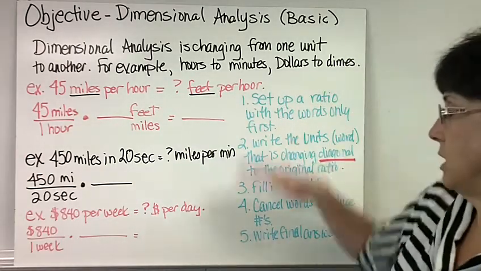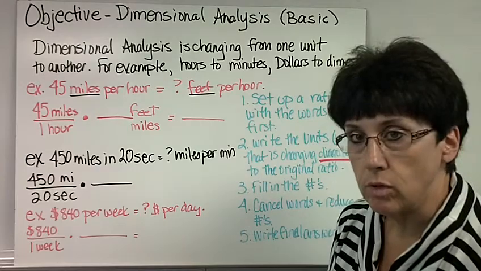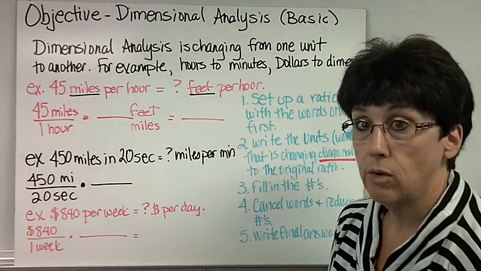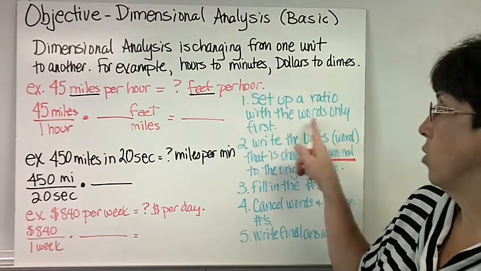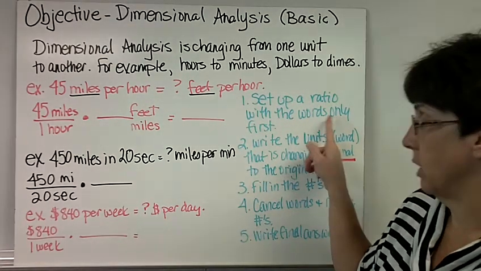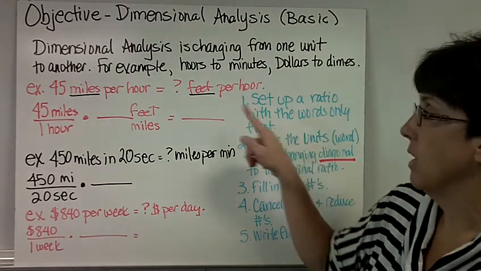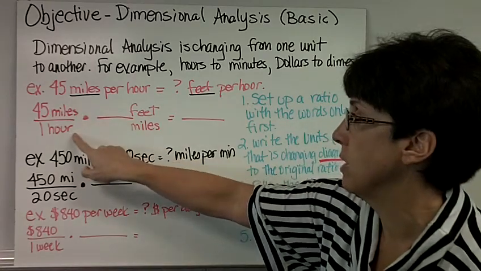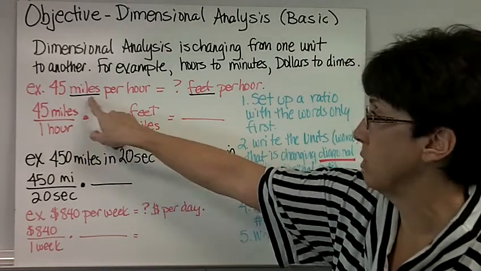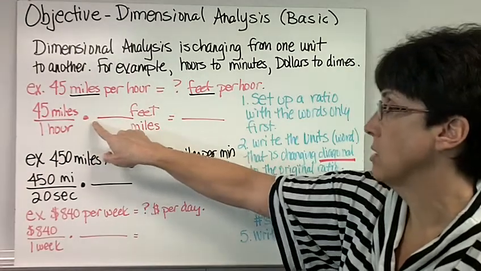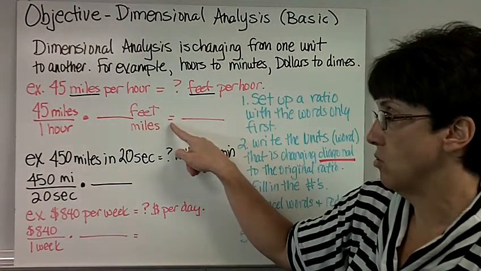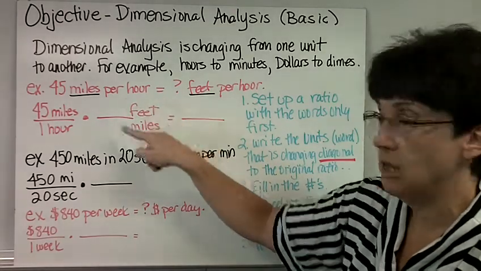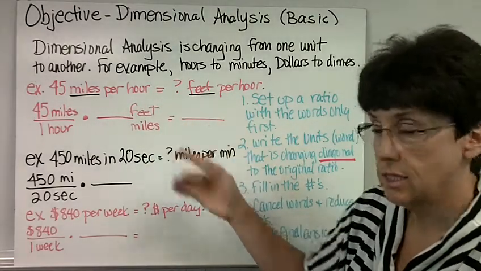Now, I'm going to read these directions, and these are really important, so I want you to write them down after I've read them. Number 1, set up a ratio with the words only first. And that's what I have here. I have my 45 miles for 1 hour, that's my original problem, equals, I drew a line and I put in my words, and I have my equal sign, but I don't have any other numbers in here. And this will make sense as we go on.